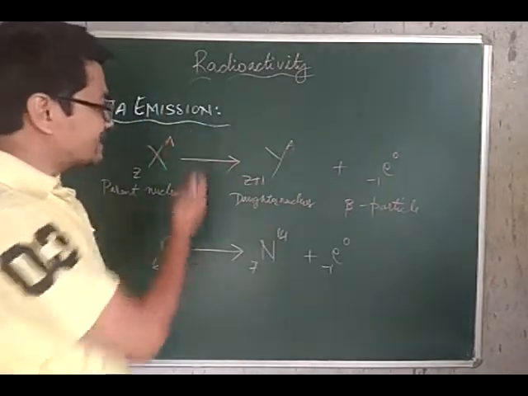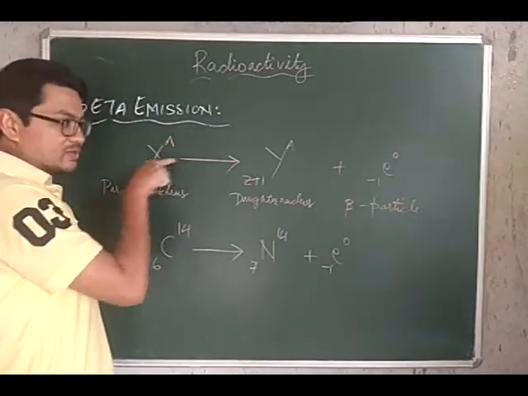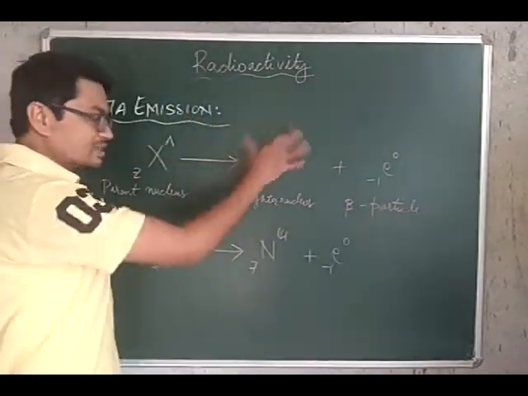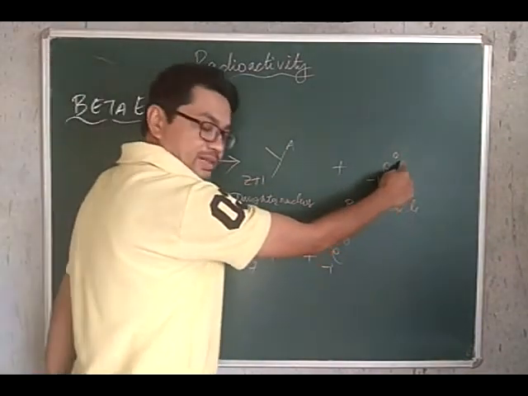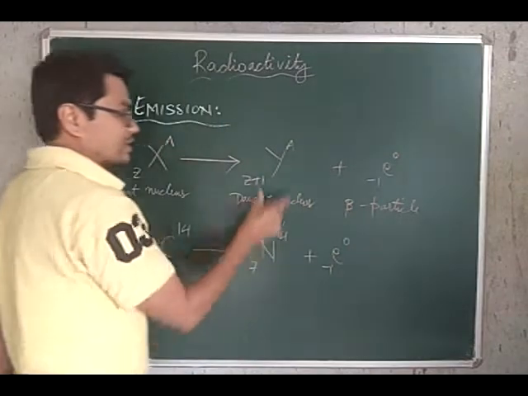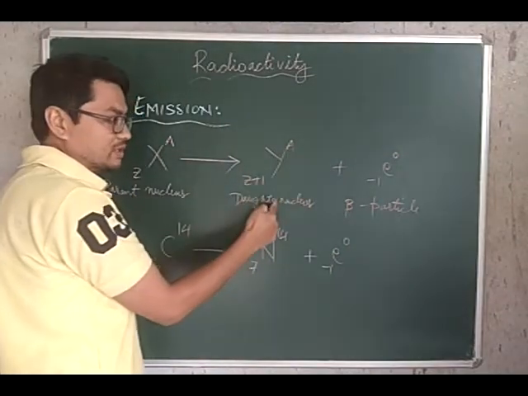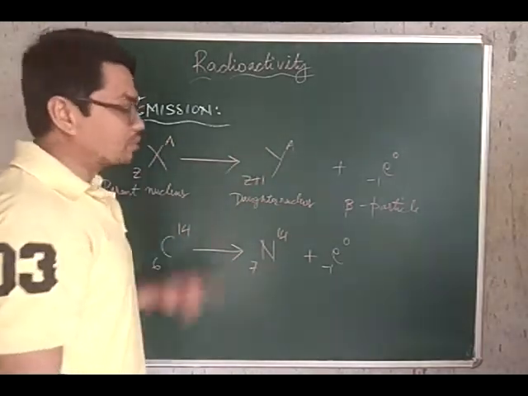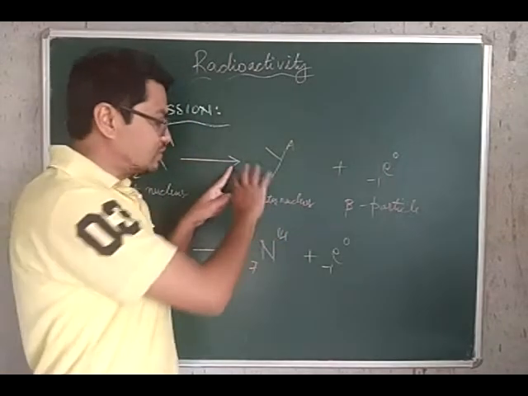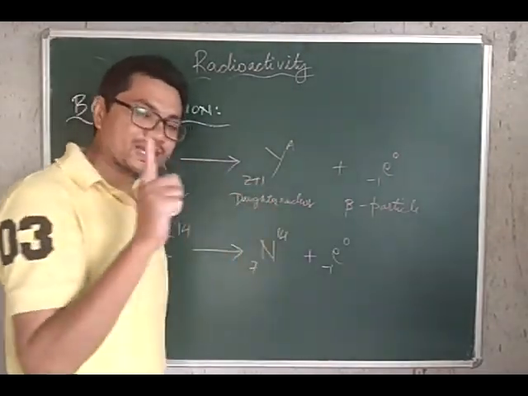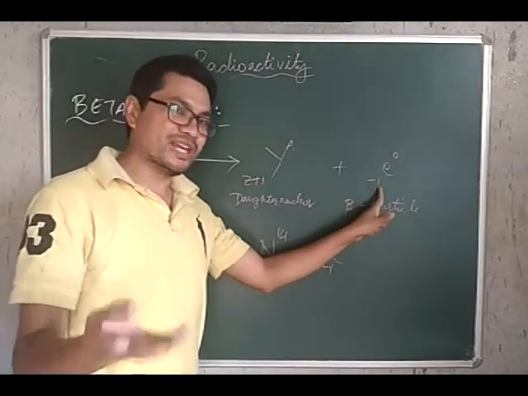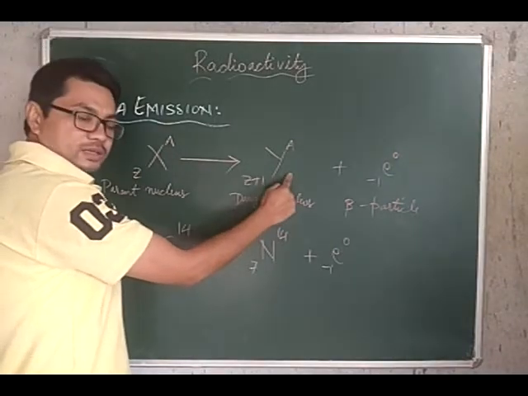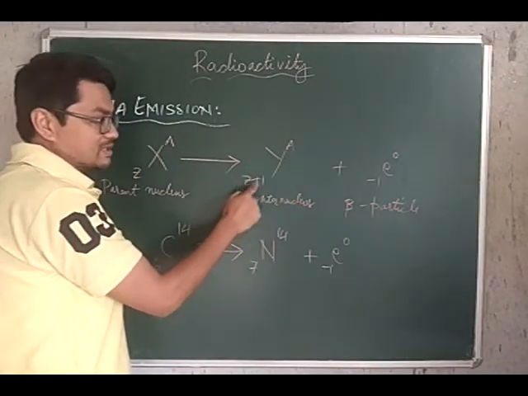Likewise, let us look at beta emission. So this is a parent nucleus which is emitting a beta particle. This is the symbol of a beta particle, do not forget. And for the daughter nucleus, since the electron has mass number 0, there is no change in the mass number. The mass number of the daughter nucleus and the parent nucleus is the same, A. But the atomic number of the daughter nucleus gets increased by 1, since the atomic number for an electron is minus 1. Therefore the atomic number of the daughter nucleus is Z plus 1.